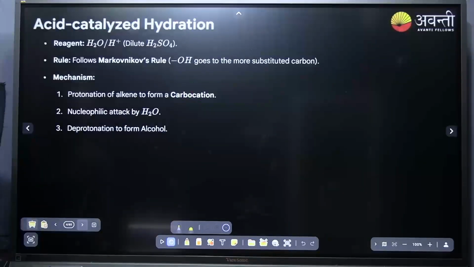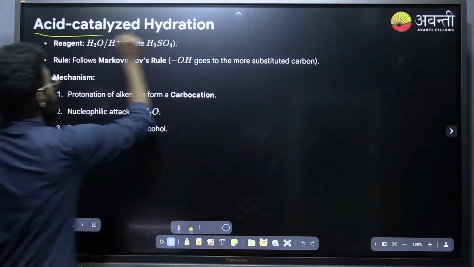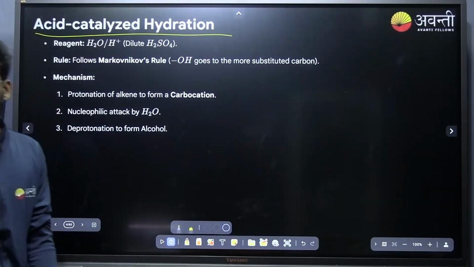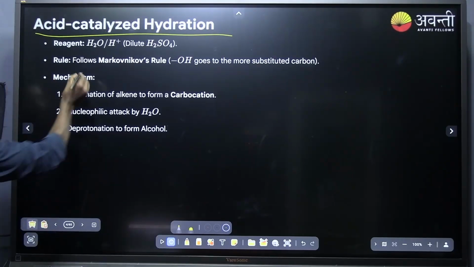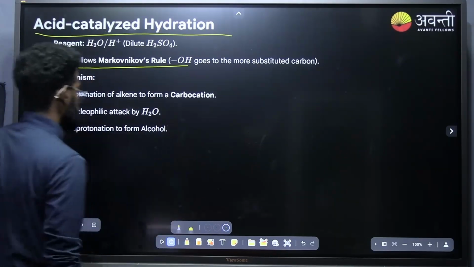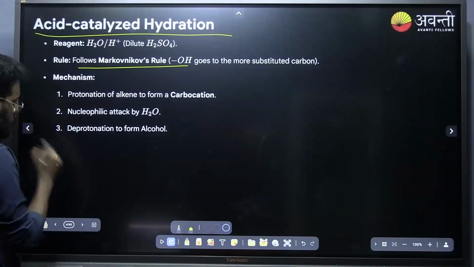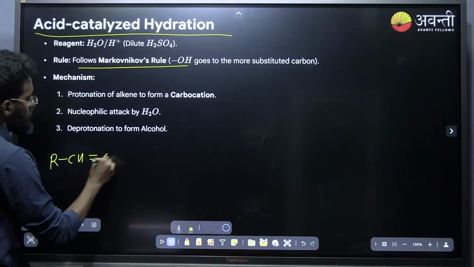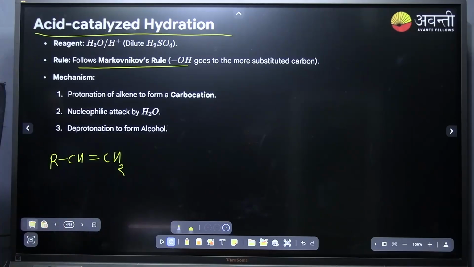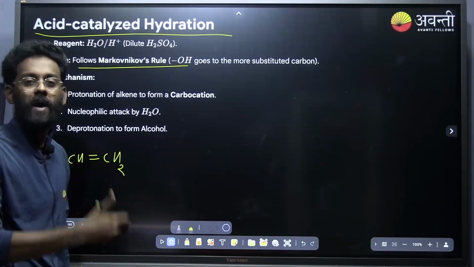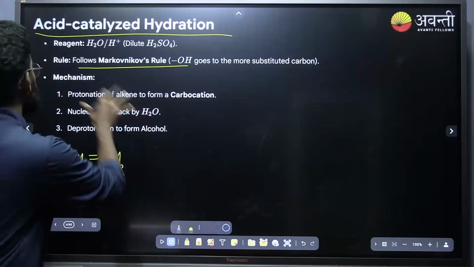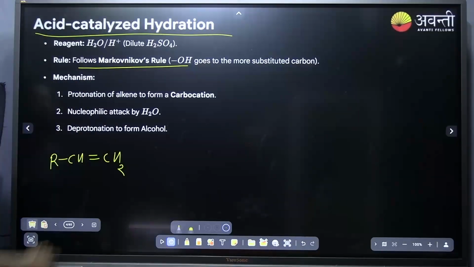First we will be discussing alcohol. The first and main point in alcohol is acid catalyzed hydration, which you have already discussed in the hydrocarbon chapter. This is prepared from alkene. The first three reactions of preparation of alcohol that we will be discussing are preparation of alcohol from alkene, and the first is the acid catalyzed hydration of alkene.